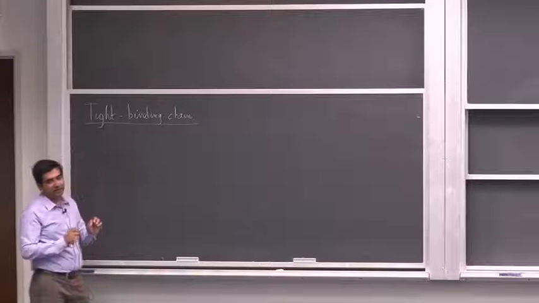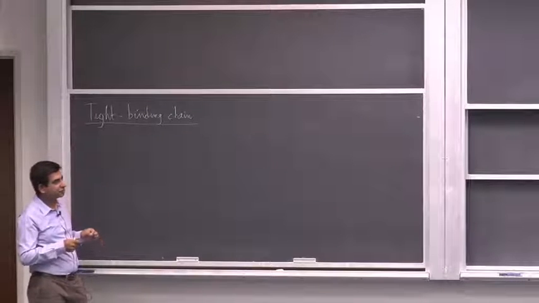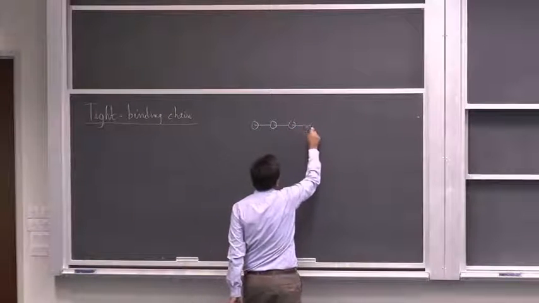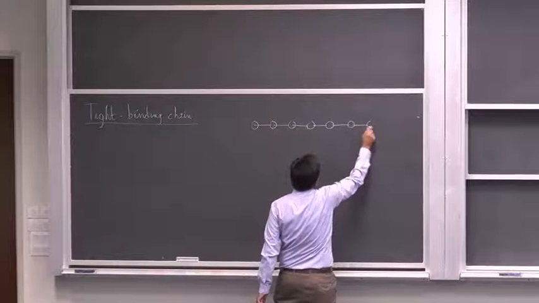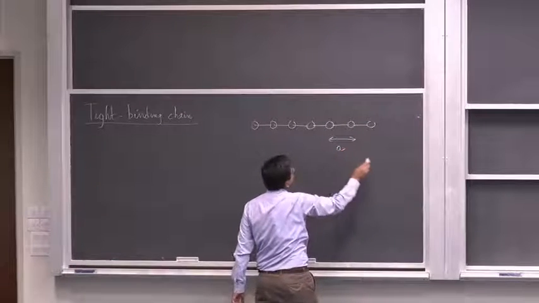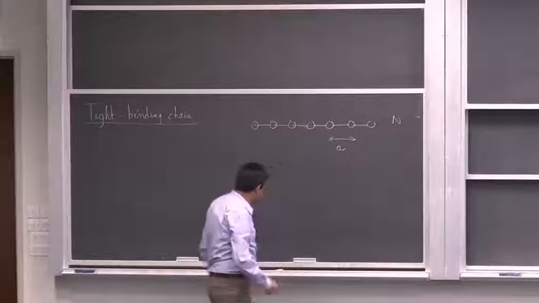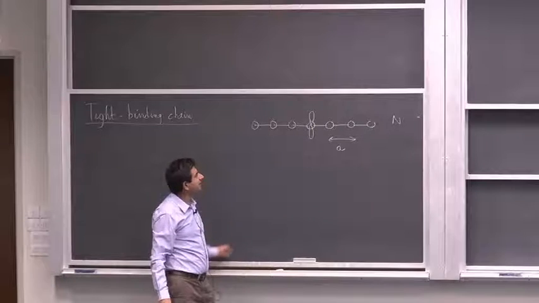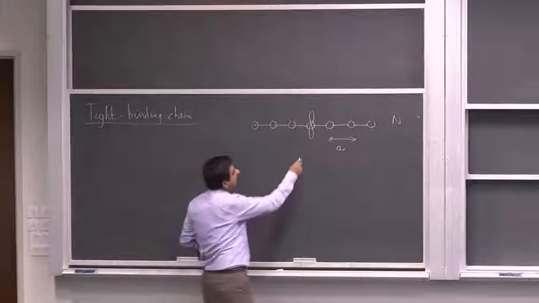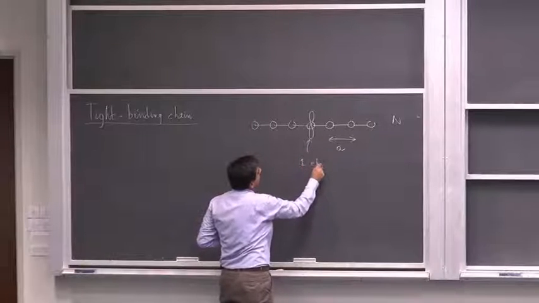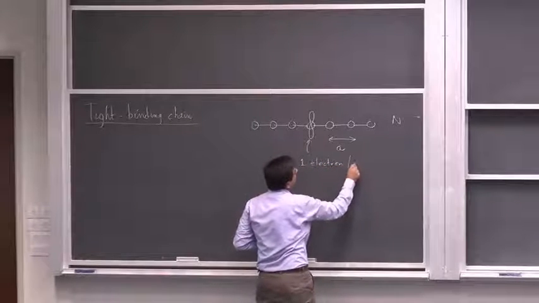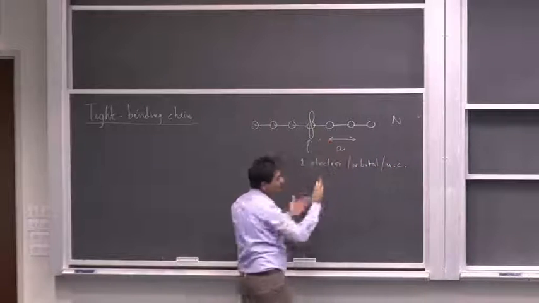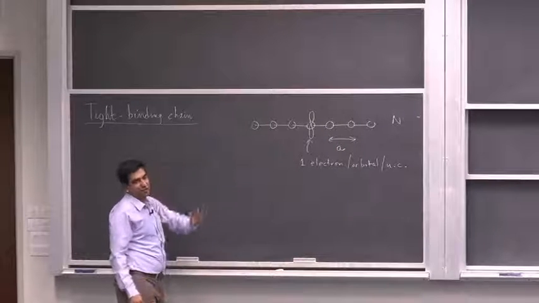So we've already looked at tight binding inside a molecule. Now we would like to look at a chain. Suppose we have a chain of atoms, separated by lattice constant a, and we have N of these atoms, and there is only one orbital per atom, whatever the orbital is. This is just a schematic representation of an orbital, and there is one electron per orbital per unit cell. The unit cell is just one atom, so it's a monatomic chain.